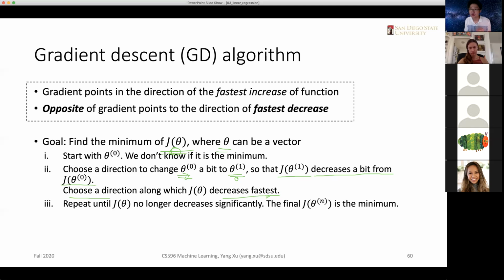We need to repeat the steps until some point. For example, we can repeat until the cost function doesn't change significantly. And we can consider that if the cost function no longer decreases, then that function already hits the minimum point.